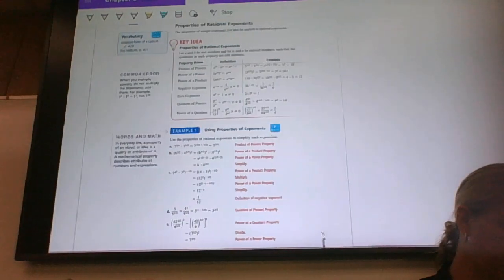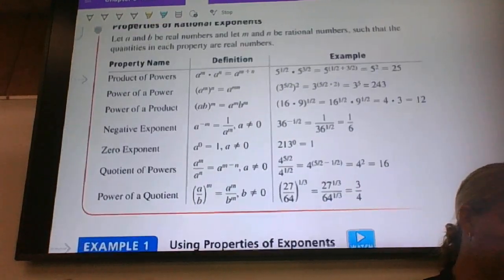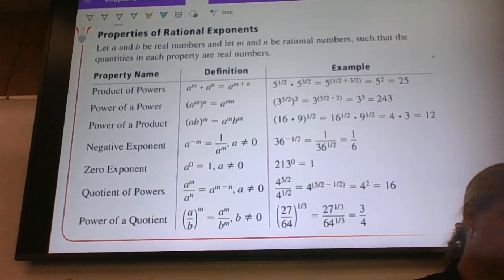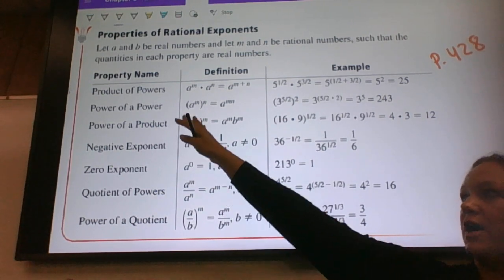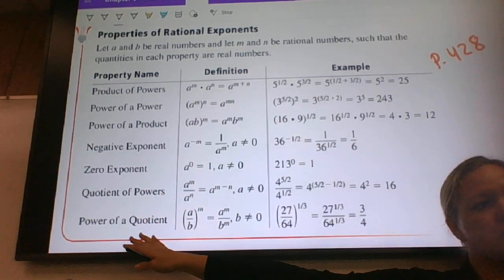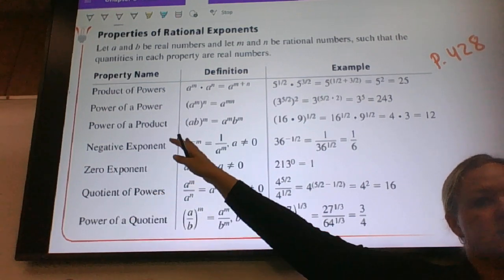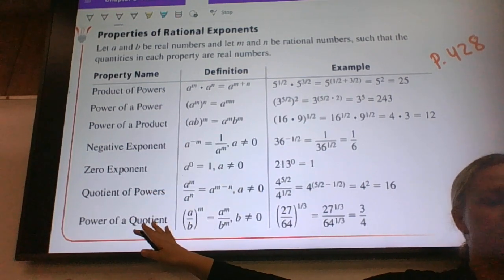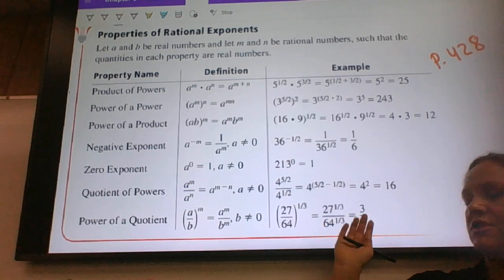All right, if you look on page 428, this is a breakdown of the properties of exponents that you learn in Algebra 1. This is the 8 problems I just did with you. This shows variables and this shows numbers.